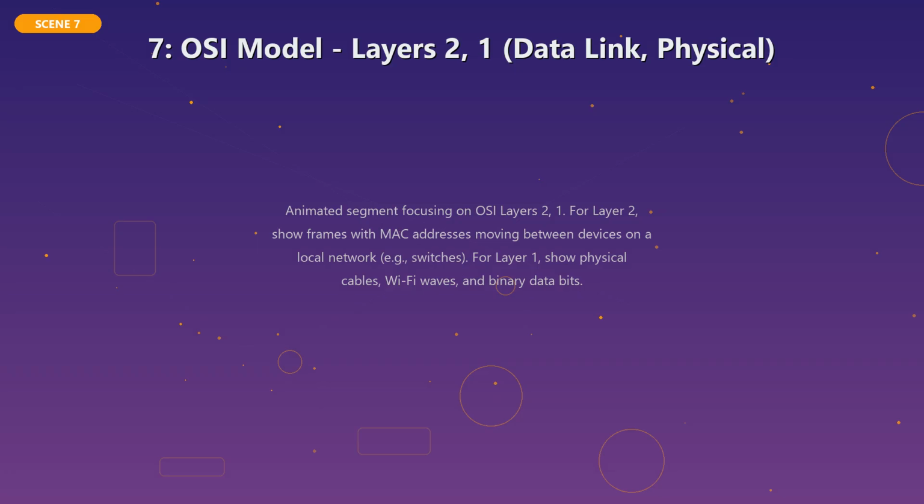Layer 1, the physical layer. This is the most fundamental layer, dealing with the actual physical transmission of raw bit streams over a physical medium. It defines the electrical and mechanical characteristics of the network. This includes the cables, twisted pair, coaxial, fiber optic, the connectors, wireless signals, voltages, data rates, and how bits are represented as electrical signals, light pulses, or radio waves.